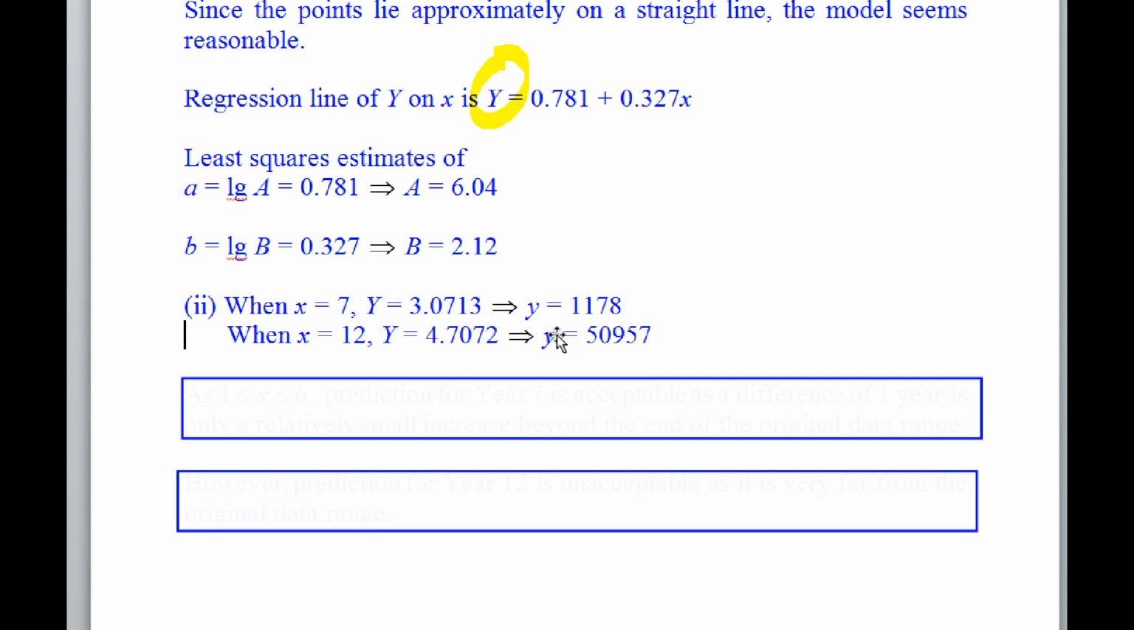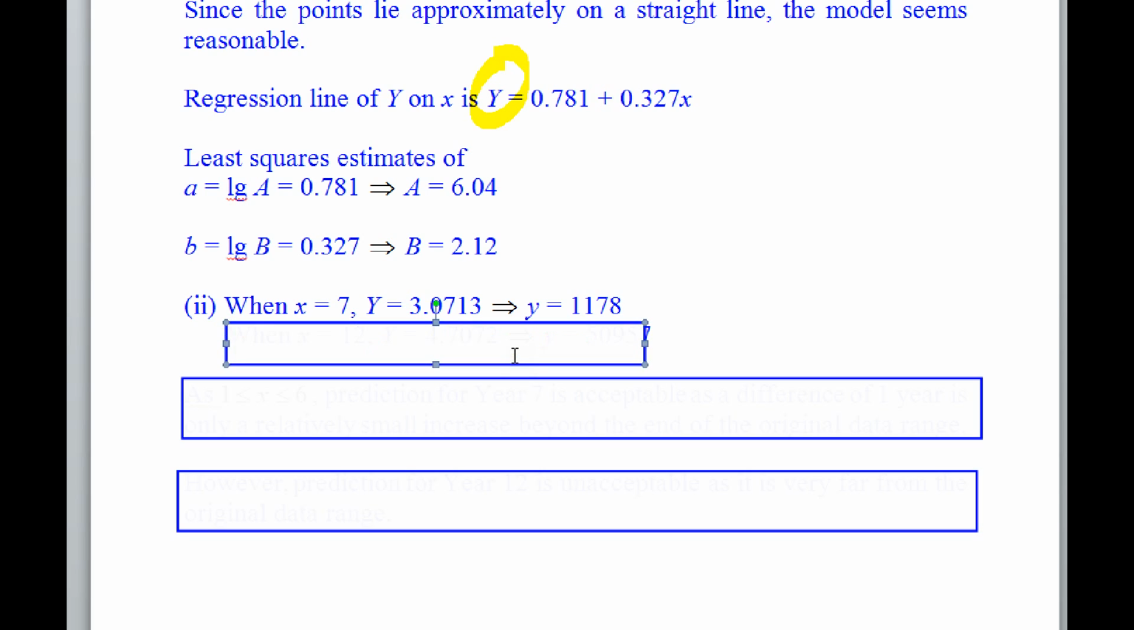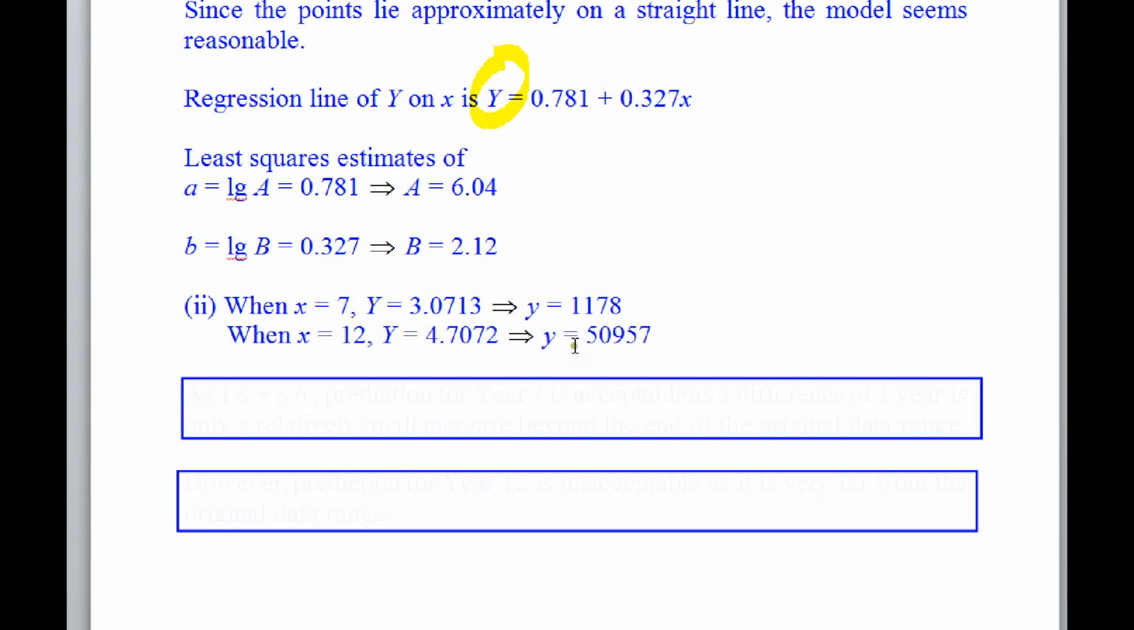Oh sorry, let's not do this first. Okay, never mind, we can calculate. Sorry, we calculate these two first. We substitute 12 in, we will get a y. This is just calculation.